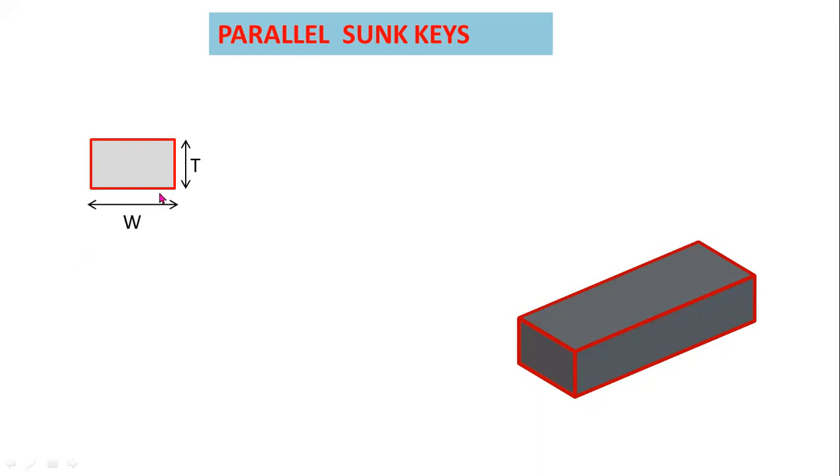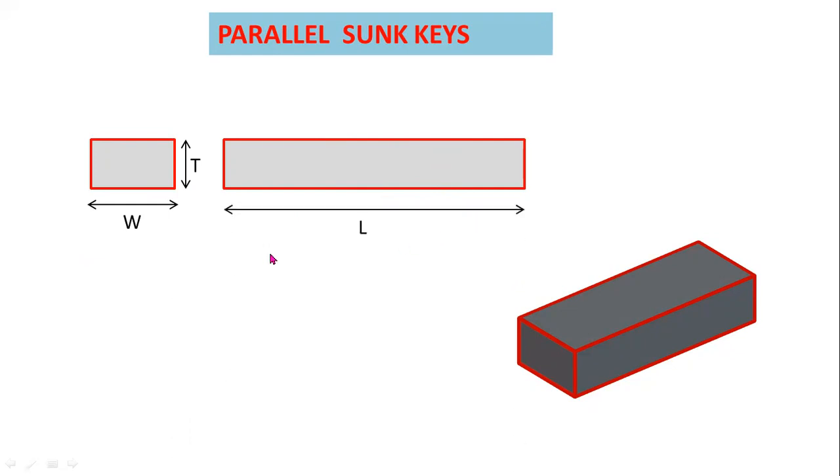For parallel sunk keys, the cross section may be square or rectangular. But here the bottom surface and top surface both are parallel. There is no taper. Here L is the length of the key. No taper for parallel sunk keys. The cross section of the parallel sunk key may be square or rectangular in cross section.